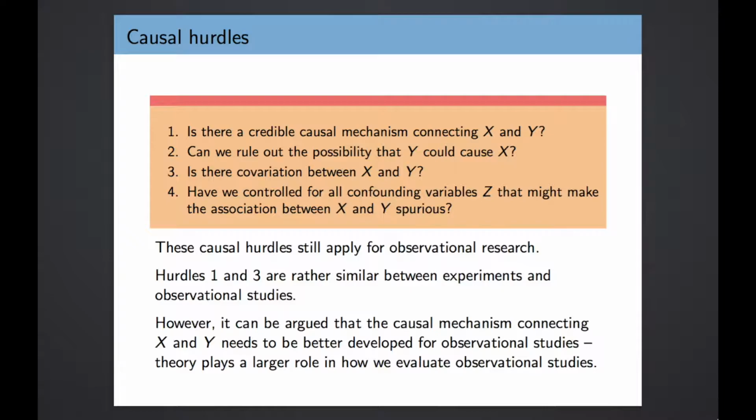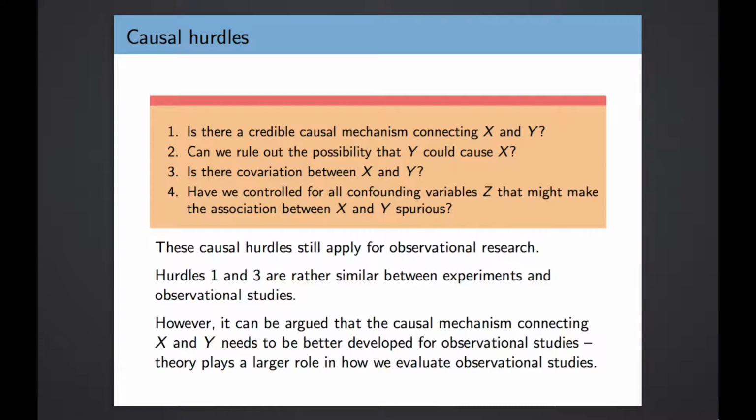However, we can argue that finding a credible theoretical causal mechanism connecting x and y is more important when we're doing an observational study than in an experimental study, because it's harder to pin down the causal relationship between x and y when we're doing an observational study. So being able to tell a credible theoretical story about why x causes y might be more important if the research strategy that we're following is an observational one.